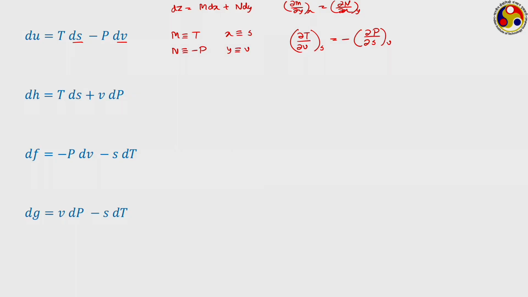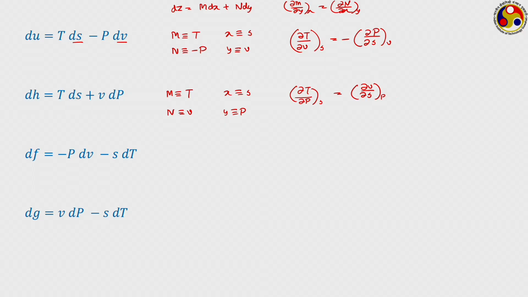Now, the second one. In the second case, we have m represented by T and n represented by small v, x represented by small s, y represented by P. So, from there what can we write? We know enthalpy is a property. So, we can directly write this as ∂T/∂P with s constant is equal to ∂v/∂s with P constant.